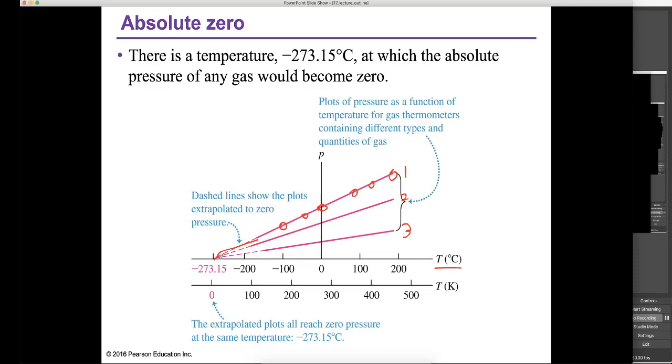If in a way you can reach this temperature, then your object will have no energy at all. All the molecules in the object won't have any kinetic energy, none, and no potential energy. So that's zero, absolute 0 degree.